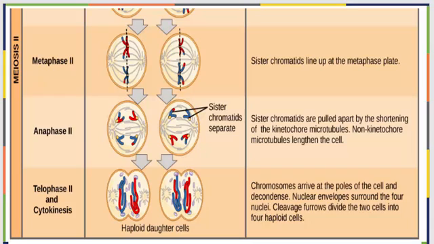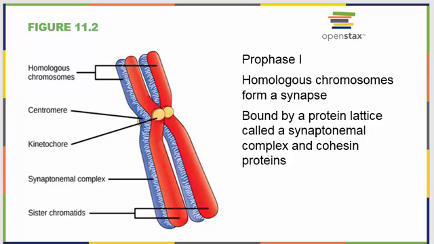In telophase 2 and cytokinesis, the chromosomes arrive at the ends of the poles and decondense. Nuclear envelopes surround all 4 of the nuclei. A cleavage furrow forms and the cell divides into 4 haploid cells that are all different from one another. Now let's focus on those chiasmata and crossing over events that lead to the genetic variation. The stages of mitosis and meiosis are largely the same, with some added organization and movement in meiosis.